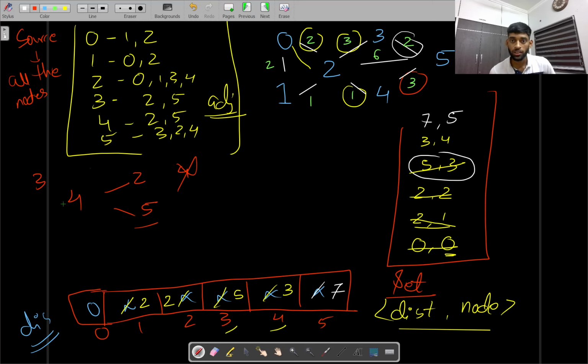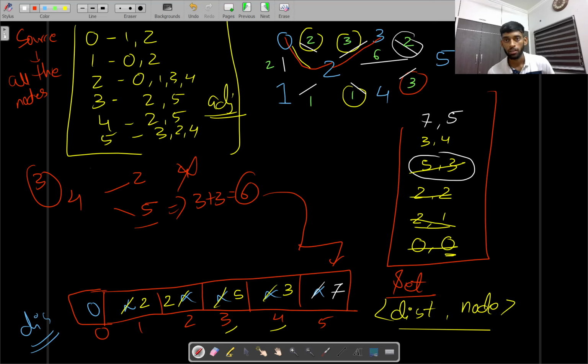And the distance to reach node number 4 is 3. So the distance from 0 to 5 will be 3 plus 3, which is equal to 6. But 6 is less than the distance that we have obtained, 7. See, the way that we did was this one: 3 plus 2, 5, and then we go from here. So 2 plus 3, 5 plus 2, 7. So this was the way that is currently stored.